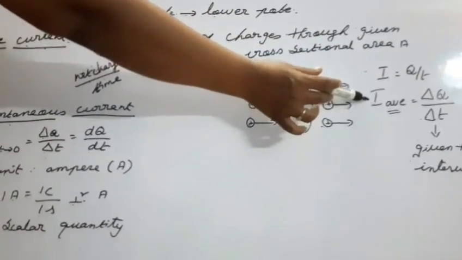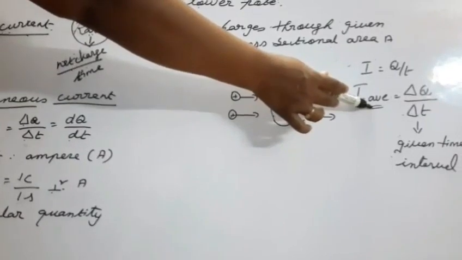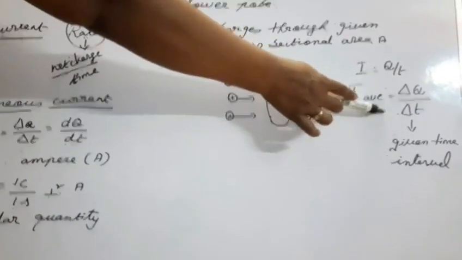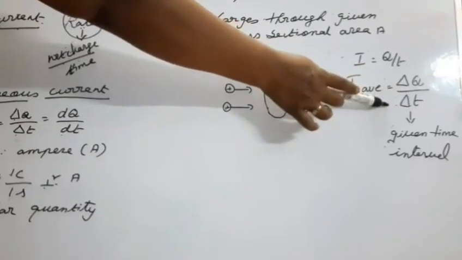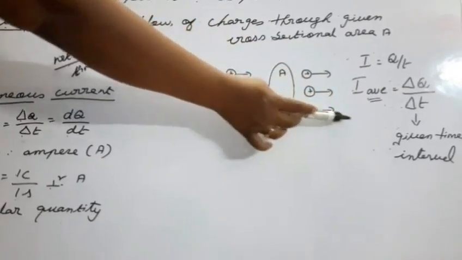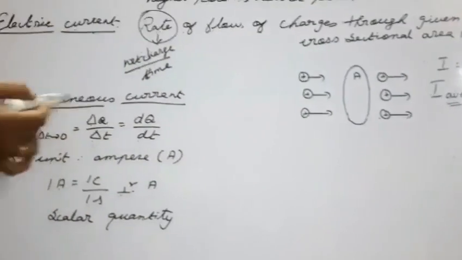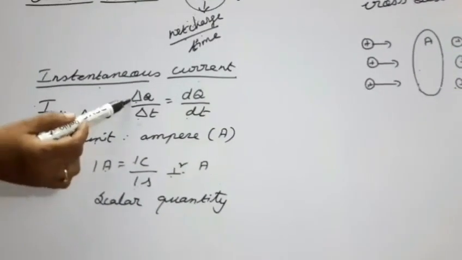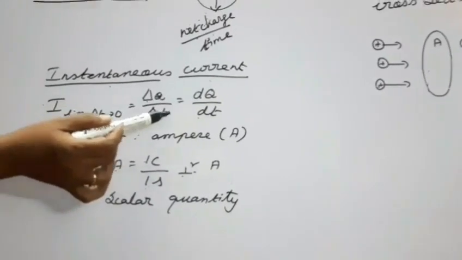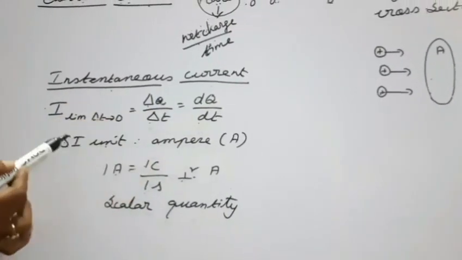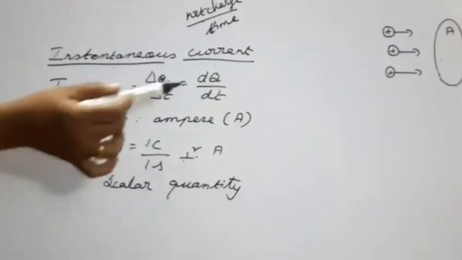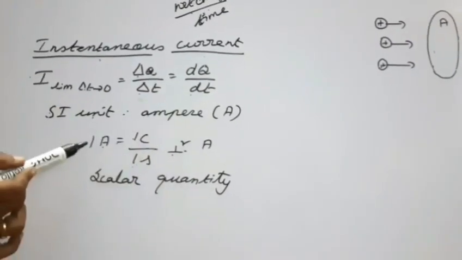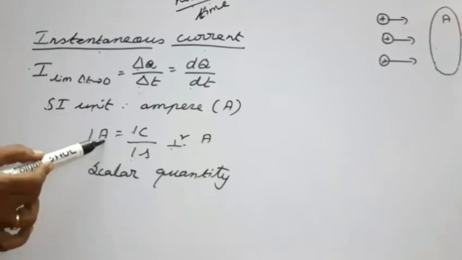For average current, we calculate with a particular charge in a particular time interval, therefore, delta q by delta t, where delta t is the given time interval. For instantaneous current, we take the limit as delta t tends to 0, which is delta q by delta t equal to dq by dt. Now I is equal to dq by dt. The SI unit of current is the ampere, A, and 1 ampere.